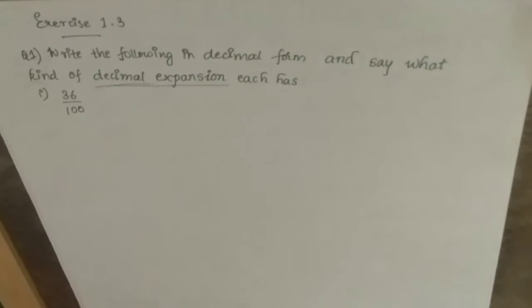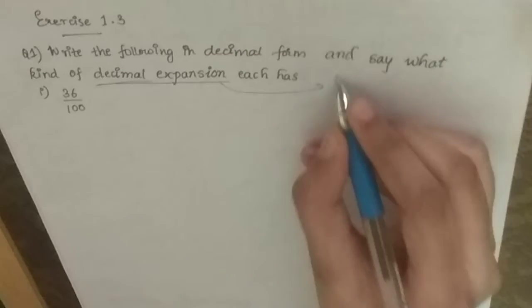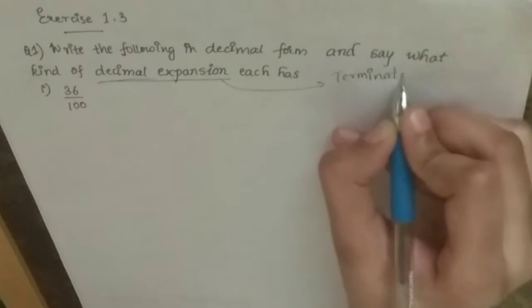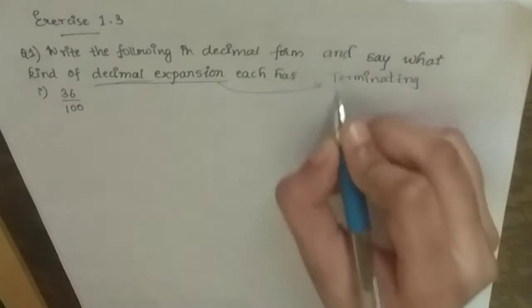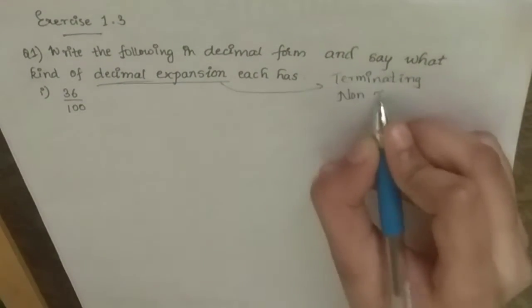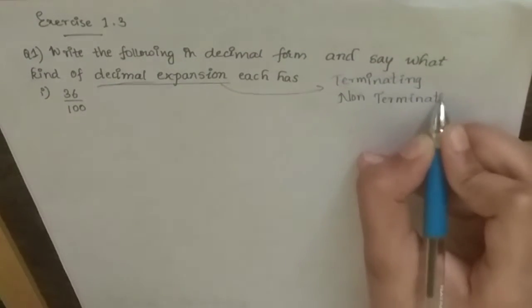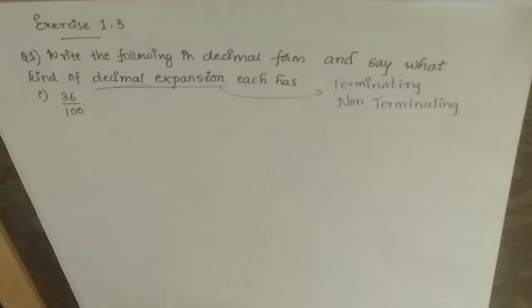Decimal expansion means whether they are terminating or non-terminating. So these two you have to find. Okay, let's discuss terminating and non-terminating now. First, let's go to the first question, that is 36 by 100.